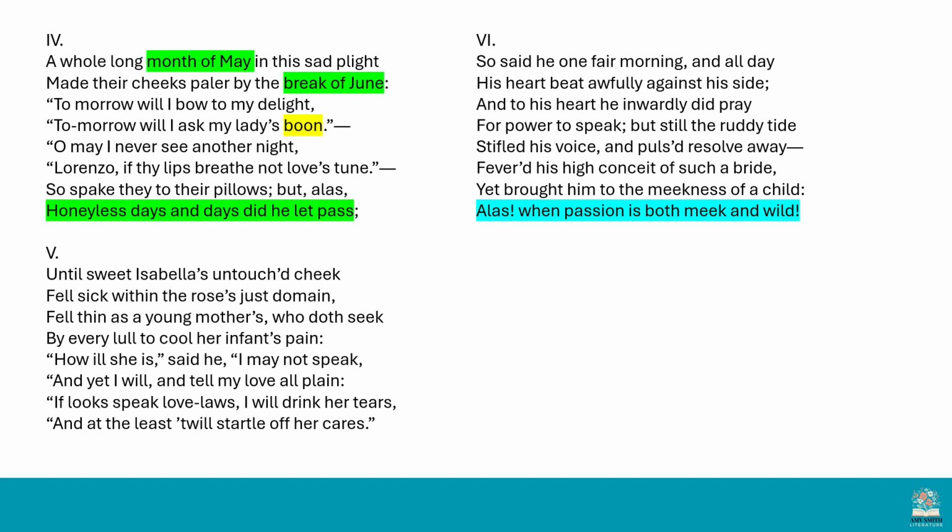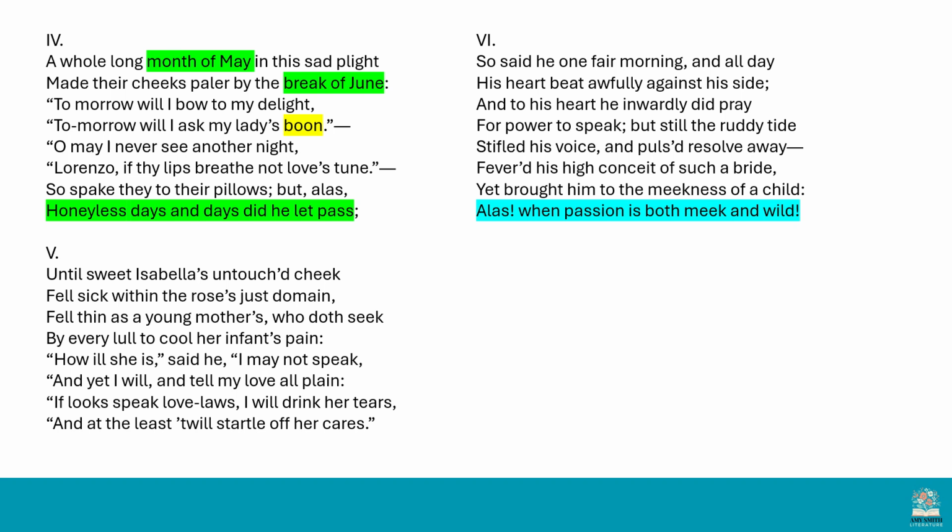In stanza 5 then, until sweet Isabella's untouched cheek fell sick within the rose's just amain, fell thin as a young mother's who doth seek by every lull to cool her infant's pain. How ill she is, said he, I may not speak, and yet I will, and tell my love all plain. If looks speak love laws, I will drink her tears, and at last will startle off her cares. So Isabella becomes physically ill because of this love that she hasn't been able to share.